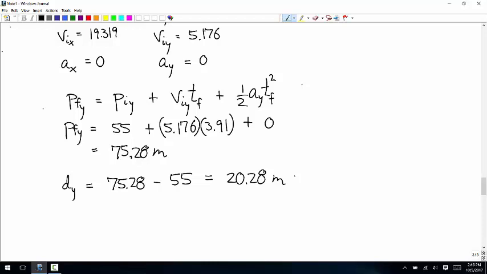Let's do it the other way and put the origin in a new place. We'll put the origin where the helicopter is when the object is dropped, and we'll just see how it compares. Because you can do this problem either way.